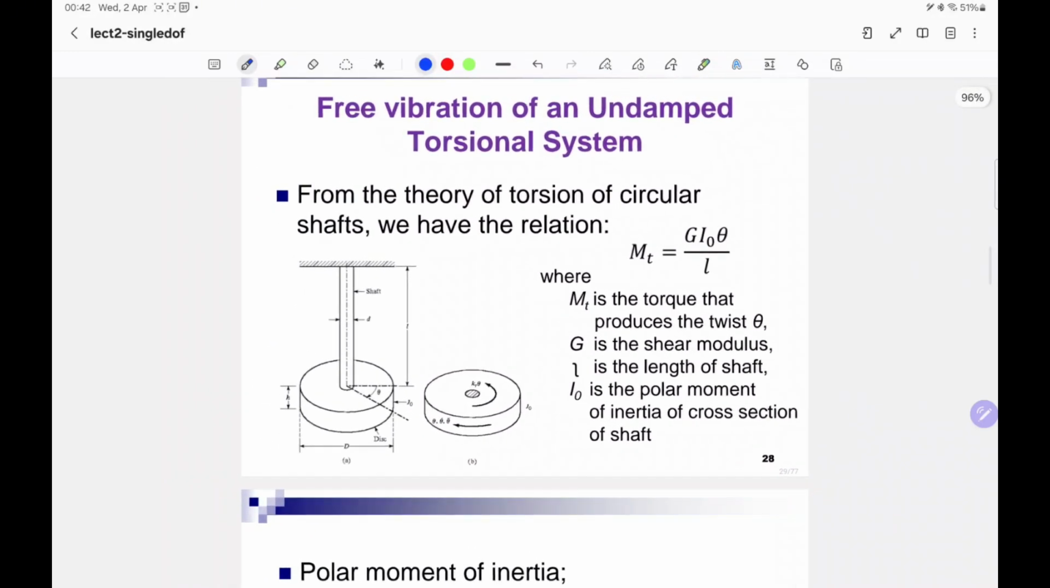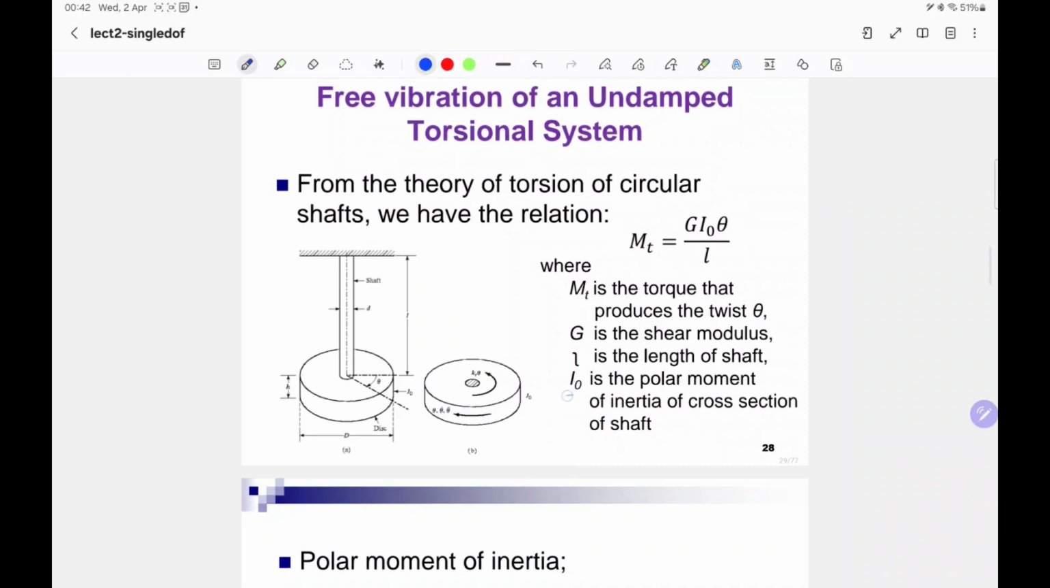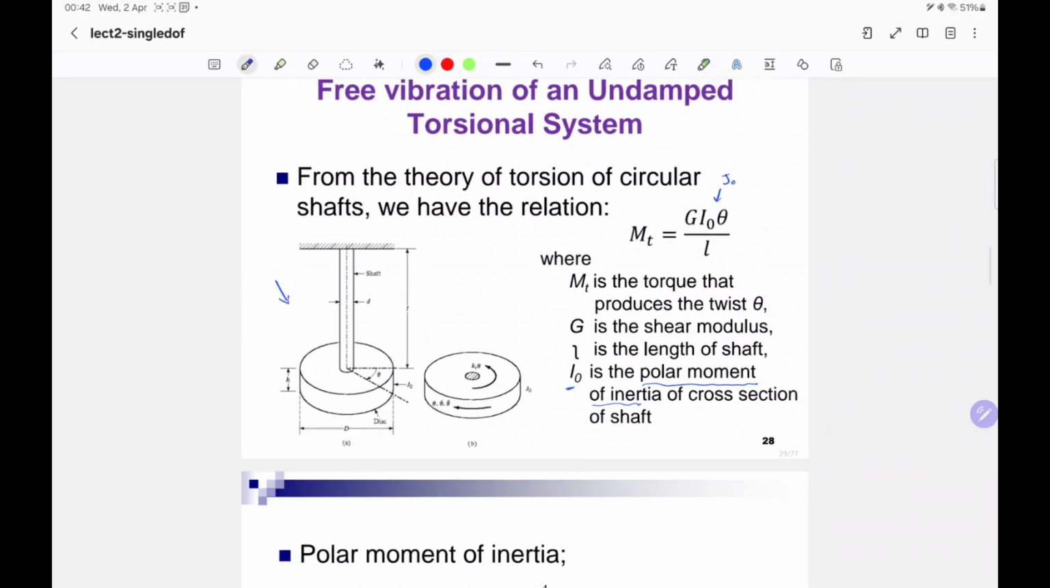In order to find the moment, these are some of the equations that you can use, whereby I is the polar moment of inertia, or sometimes we can represent it as J naught. This is the representation of a torsional system. We don't see any spring there. We see a disc, a shaft, and a disc. We don't see mass, and we don't see spring coefficient.